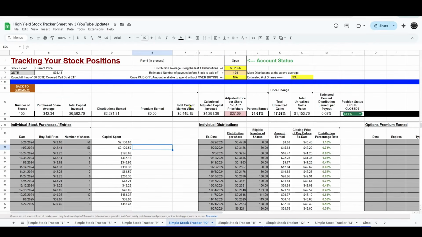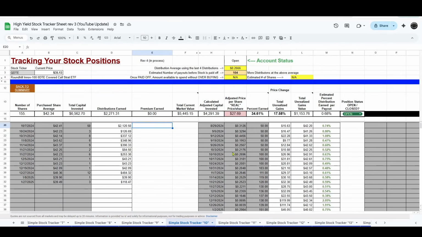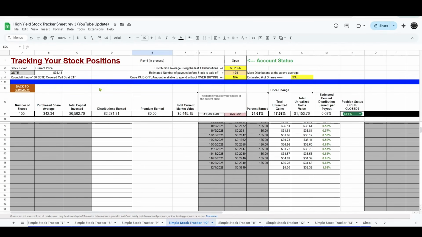Next, we have QDTE. Now, this one here is a Roundhill fund, and that's also one of the things I have added here, is it will give you the name of the stock along with that current price as before, but now it actually gives you the name of the stock as well. And for this one, I have a total of 155 shares. So my real price per share of $27.69 now becomes $27.30.